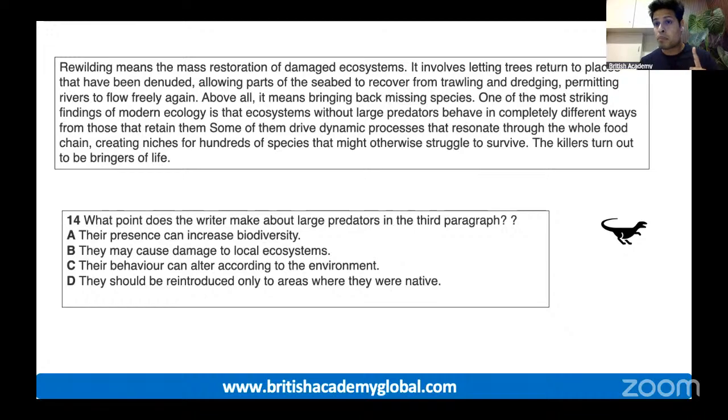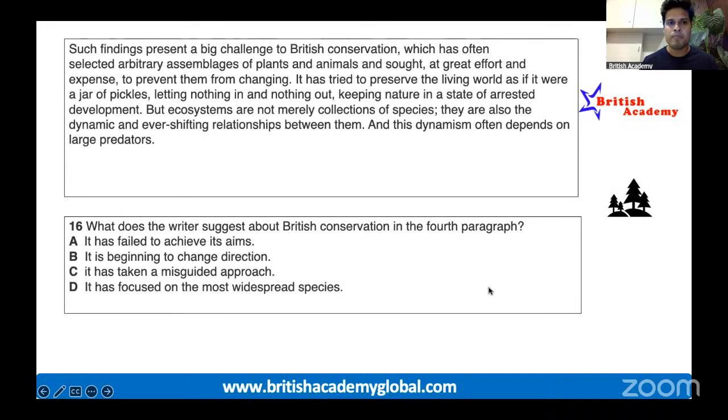So remember the process of elimination, guys. Native, behavior alter according to the environment, then cause damage. So something that has not been given, you can strike that straight away, and that is how your job would be made easier. So elimination, as I've told you, plays a very vital and significant role. Now let's move to the next question, couple of them that we would be doing.